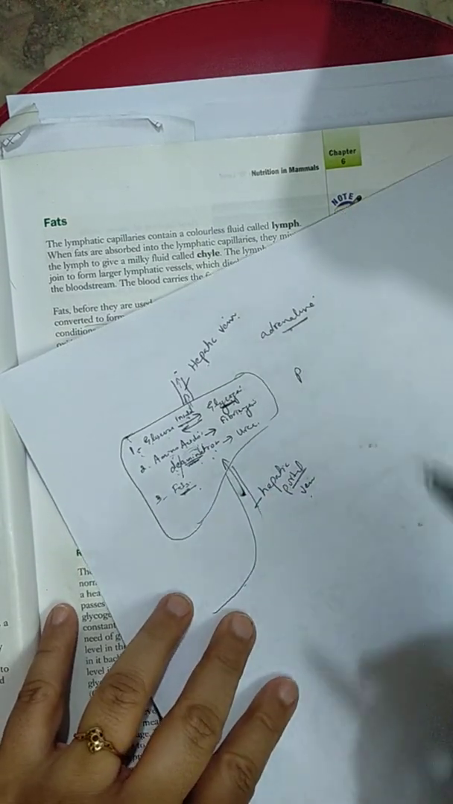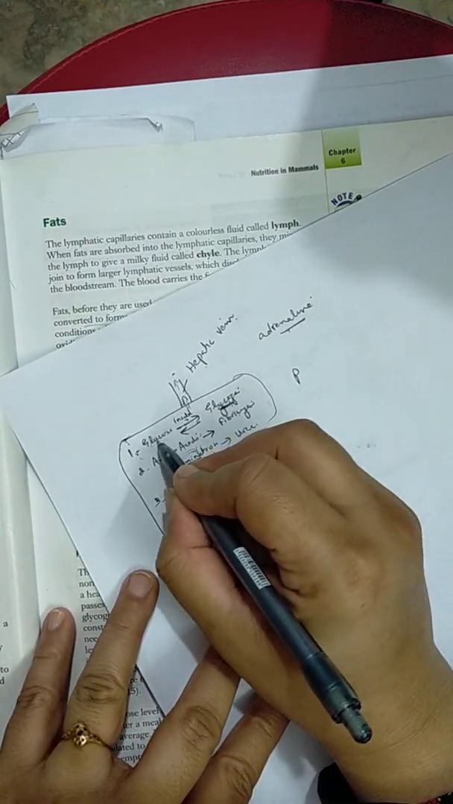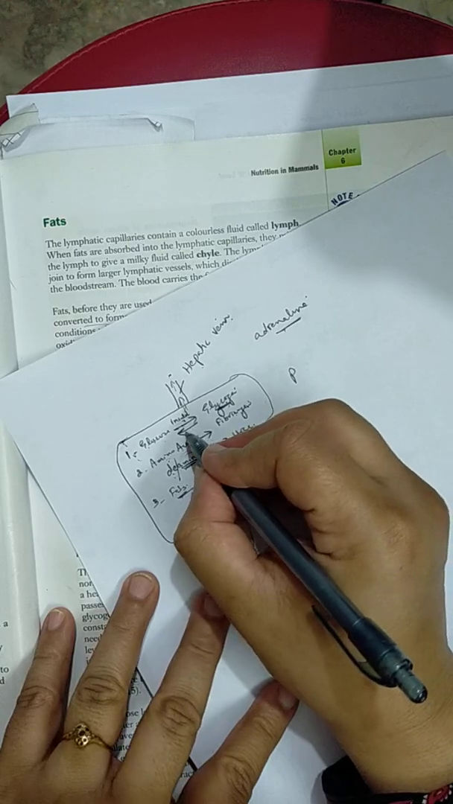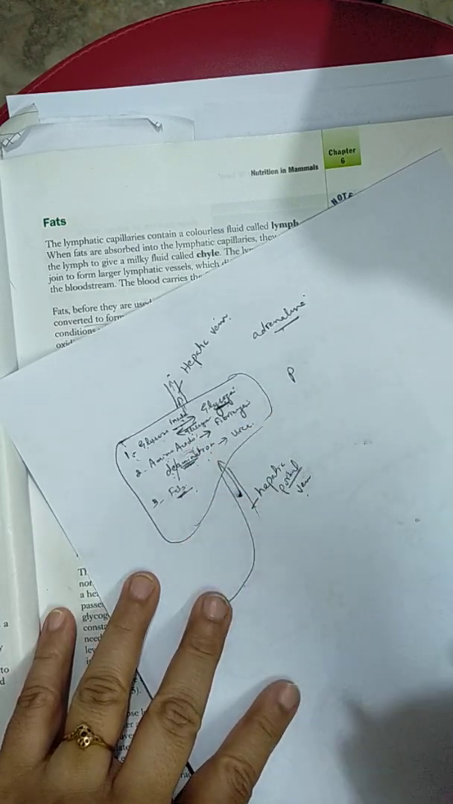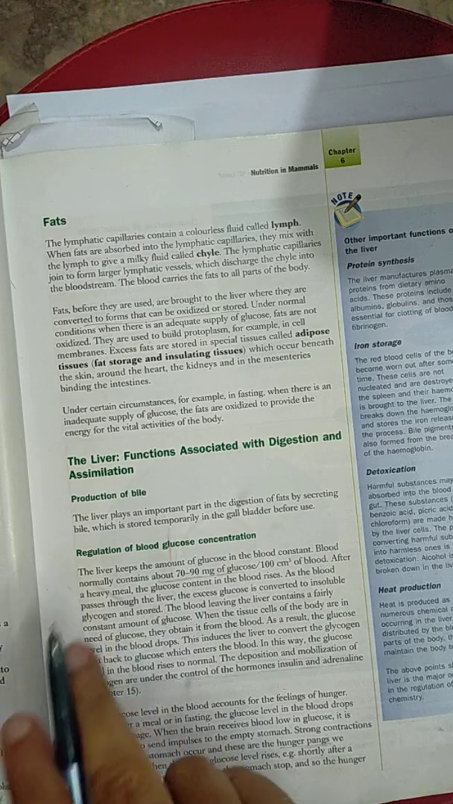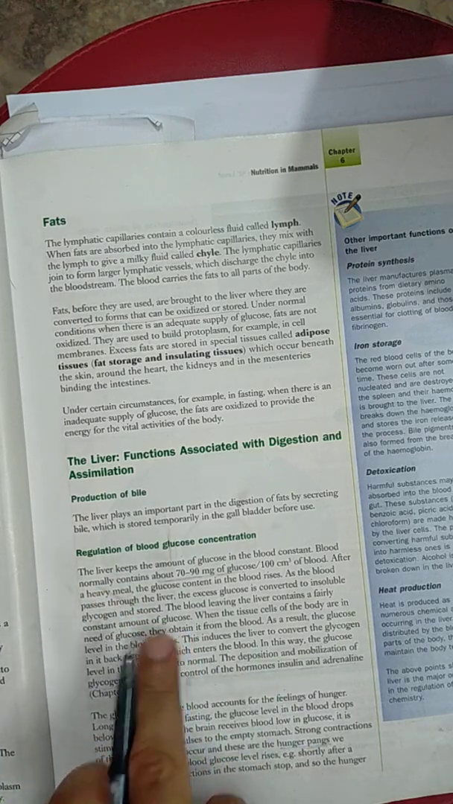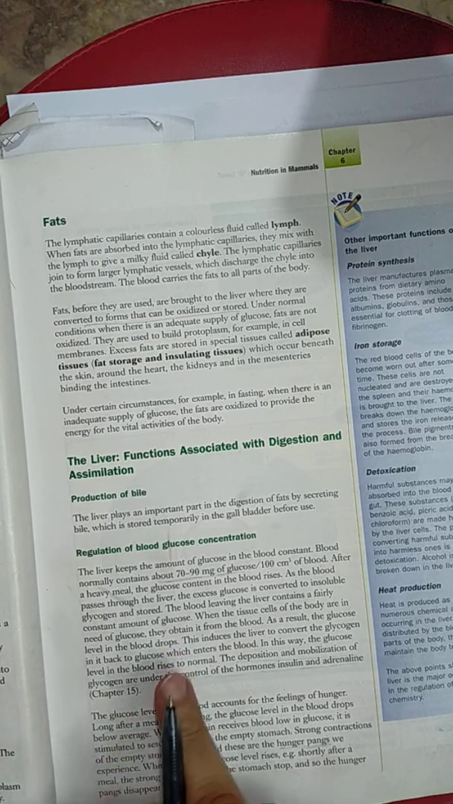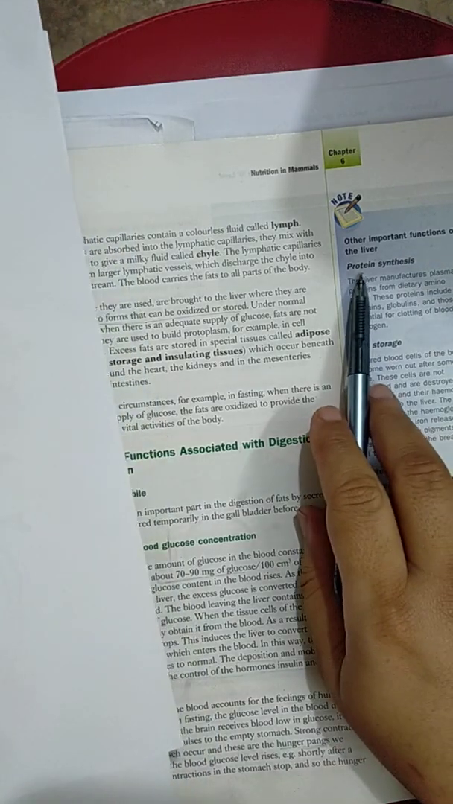Okay, so this conversion of glycogen into glucose is also done by another hormone which is called glucagon. Okay, we will also study this in the next chapter. So this is one of the major roles of the liver, that it is maintaining a proper glucose level in our blood. Okay, there are many other functions of the liver, as they are mentioned here in the note, like protein synthesis.